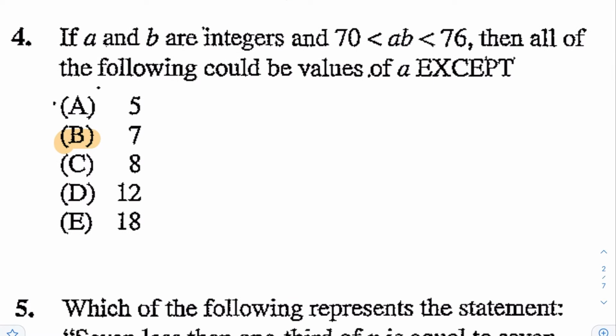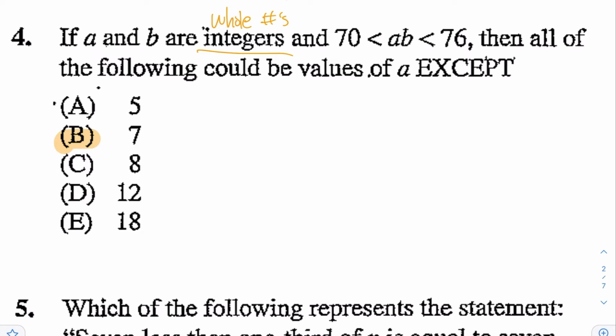Next one, number 4. If A and B are integers, and 70 is less than A times B, which is less than 76, then all of the following could be values of A except. So A and B are integers, which means they are whole numbers. And for these whole numbers, A times B has to be between 70 and 76.